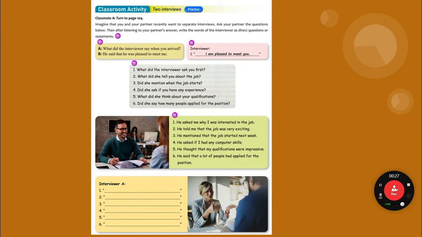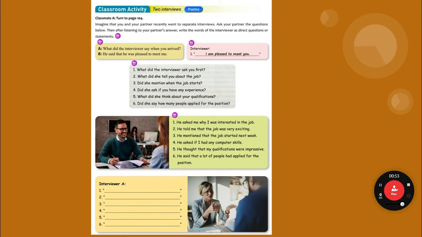Imagine that you and your partner recently went to separate interviews. You each did job interviews, but you went to different ones. Ask your partner the questions below. Then after listening to your partner's answer, write the words of the interviewer as direct questions or statements. A. What did the interviewer say when you arrived? He said that he was pleased to meet me.